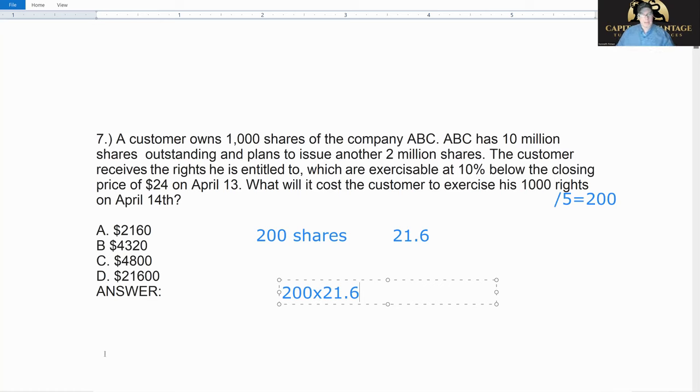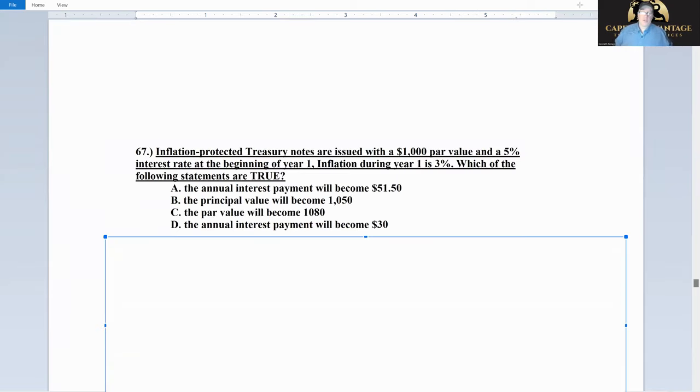Not so bad. Again, all I did was figure out the percentage that they're increasing it. They increased by 20%, so we increased by 20%. 20% of 1,000 is 200. And then 10% below 24 is 21.60. 200 times our 21.60 is our 4,320, and that's how much we have to pay to keep our percentage ownership. Not too shabby.